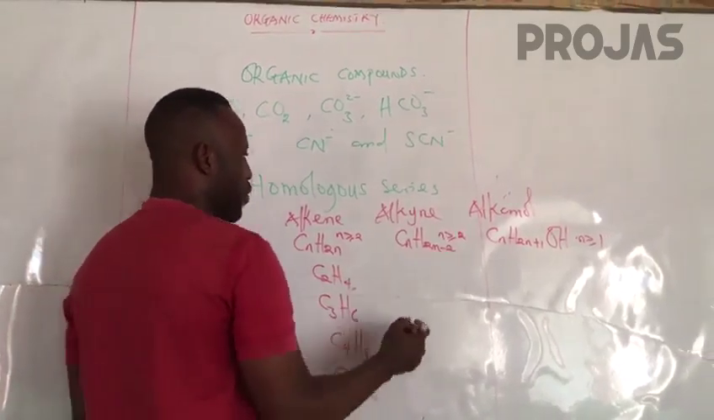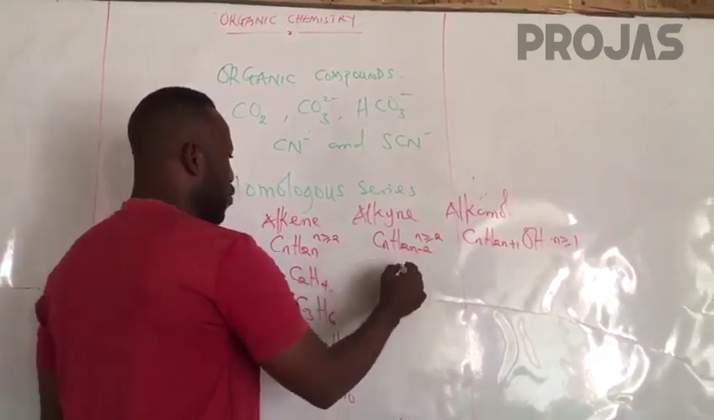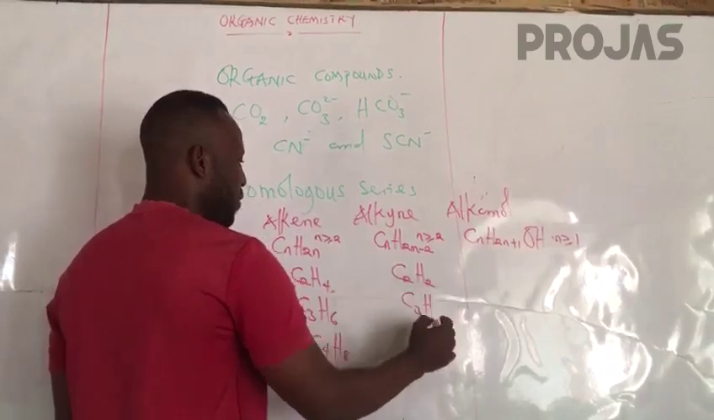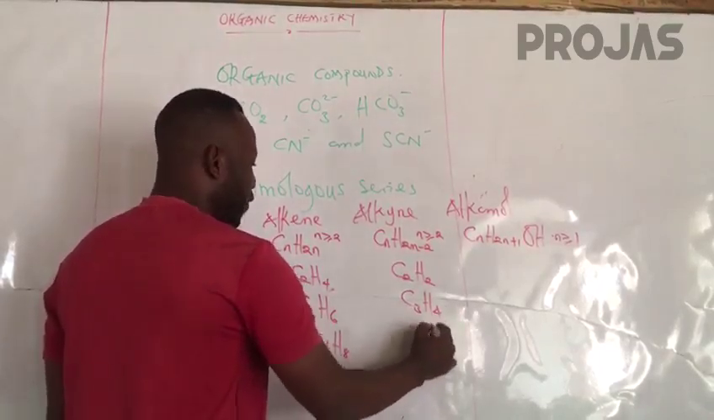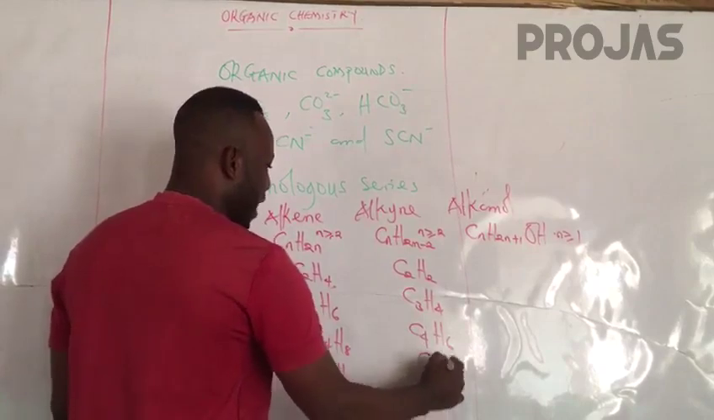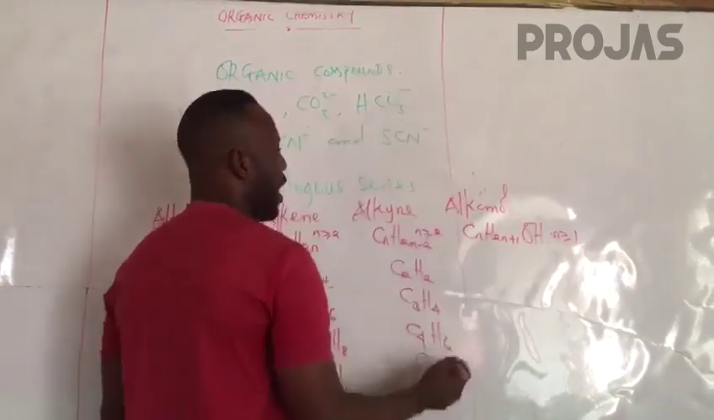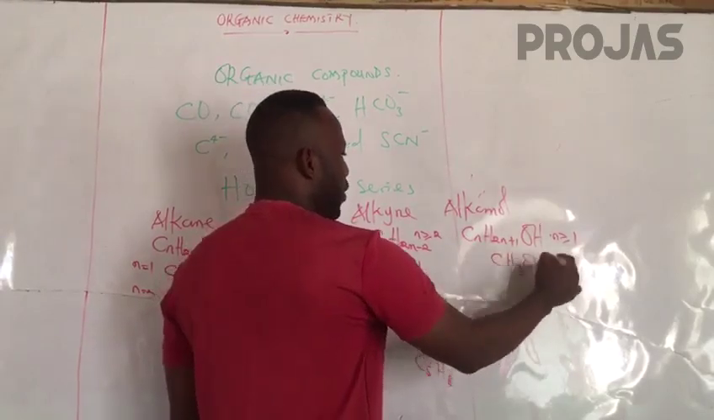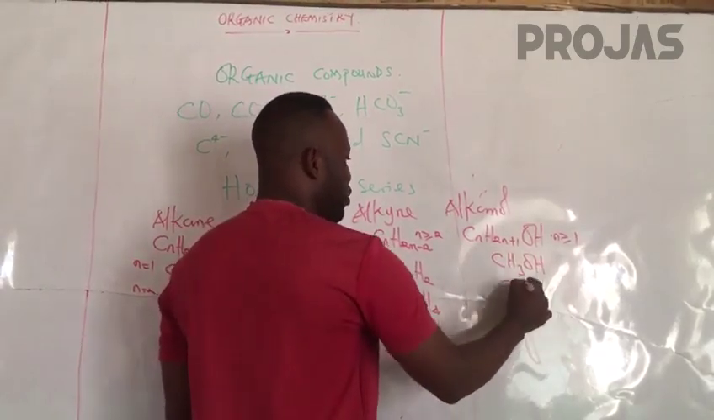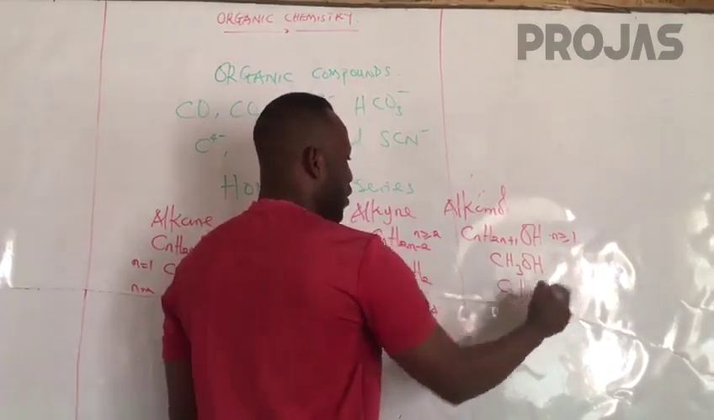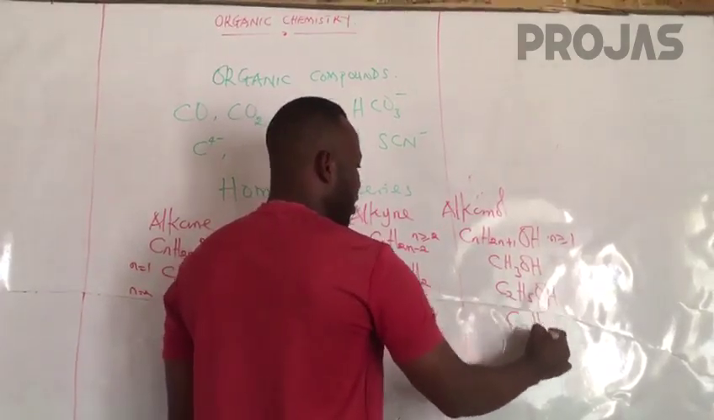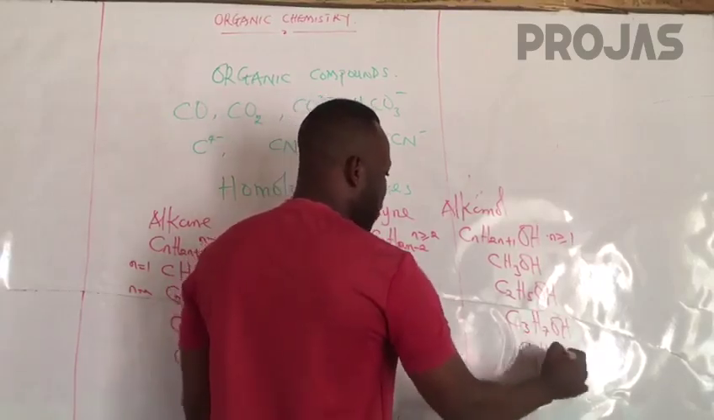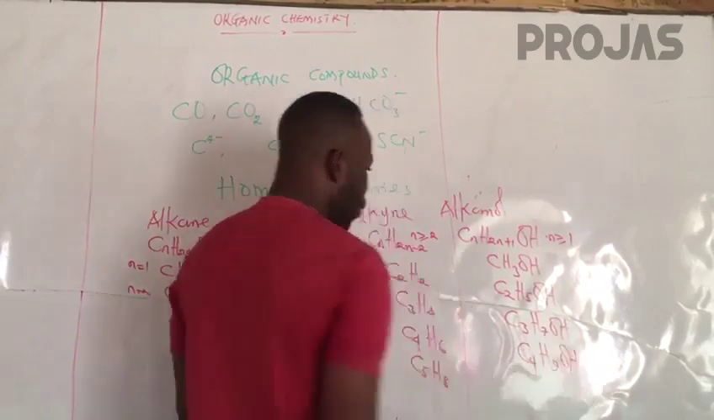Then for alkynes, n equals 2 gives C2H2, then C3H4, C4H6, and C5H8. Then for alkanols, n equals 1 gives CH3OH, n equals 2 gives C2H5OH, n equals 3 gives C3H7OH, and n equals 4 gives C4H9OH.